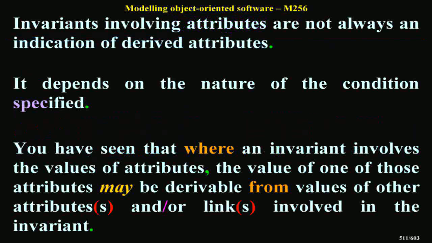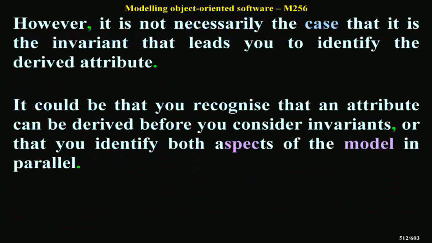Invariants involving attributes are not always an indication of derived attributes. It depends on the nature of the condition specified. You have seen that where an invariant involves the values of attributes, the value of one of those attributes may be derivable from values of other attributes and or links involved in the invariant. However, it is not necessarily the case that it is the invariant that leads you to identify the derived attribute.